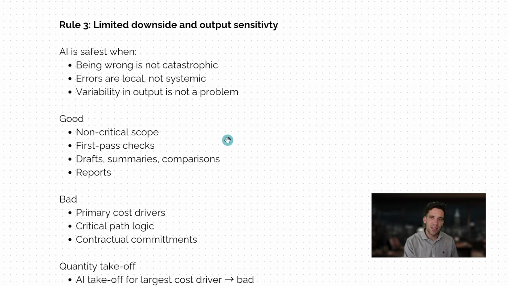Then my rule number 3 is you want it to be making decisions with limited downside to output sensitivity. What this means is while AI might not necessarily be completely wrong or make huge hallucinations, you will get variability in the output. So anything where it's doing critical stuff where small output variations from the AI result in huge downside, they're just use cases you want to avoid.